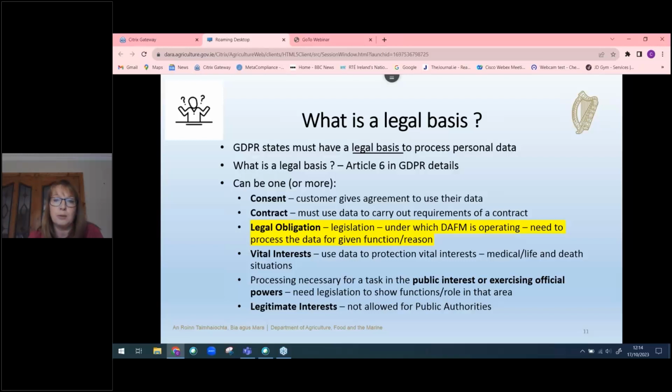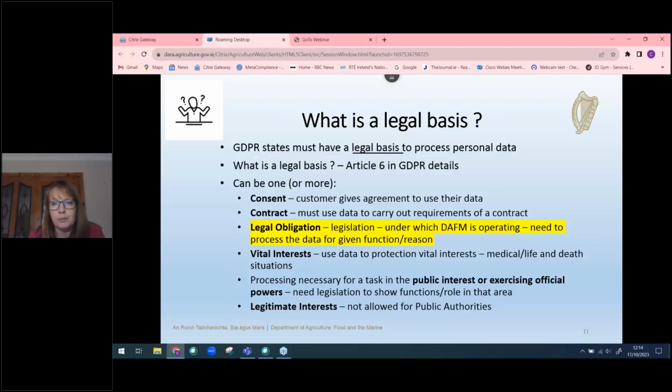And the first and the biggest hurdle that they must jump over is they have to have a legal basis to process the data. That is, you must have legal permission to process the personal data. So Article 6 in GDPR outlines what a legal basis looks like. Going down through them, consent is the first one. Consent is where the customer gives agreement to use their data. So that is one type of legal basis.